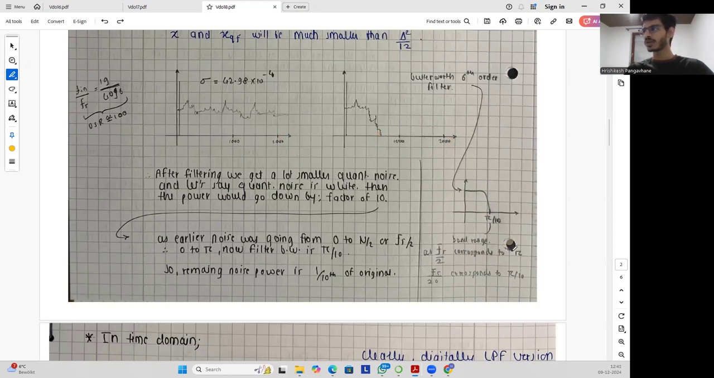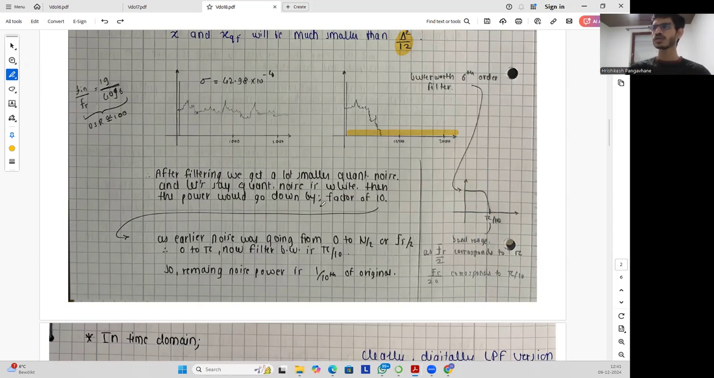As fs by 2 corresponds to pi, fs by 20 will correspond to pi by 10. And that's how we say that the noise density is delta square by 12. If this delta square by 12 is spread over a range of pi, and we only consider the noise over a range of pi by 10, then it will be delta square by 12 times 1 by 10. So it will go down by a factor of 10.